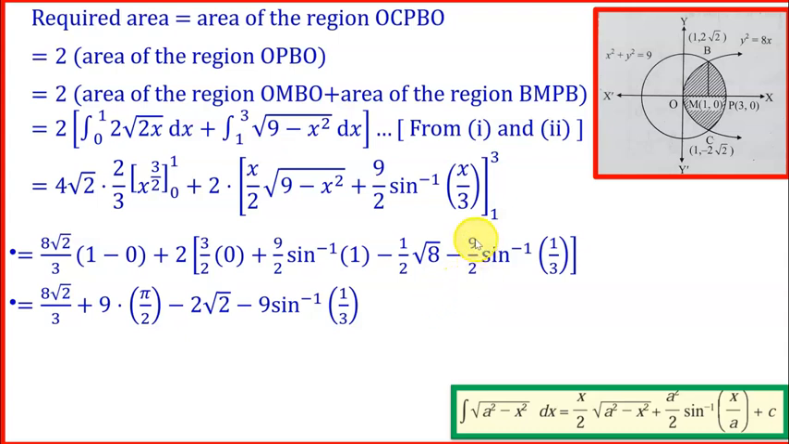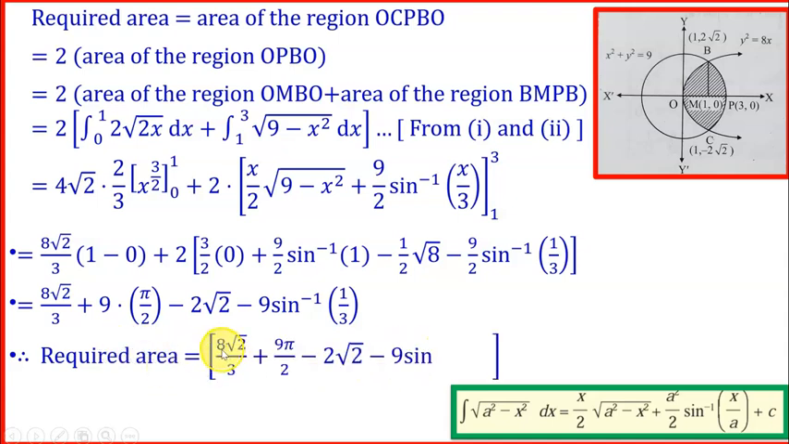And the next is again minus 9 by 2 into 2. This 2 will get cancelled. You will get here minus sine inverse of 1 upon 3. And therefore the required area is 8 root 2 upon 3 plus 9 pi upon 2 minus 2 root 2 minus 9 sine inverse of 1 by 3 bracket complete square unit. Okay, and this is the required answer.